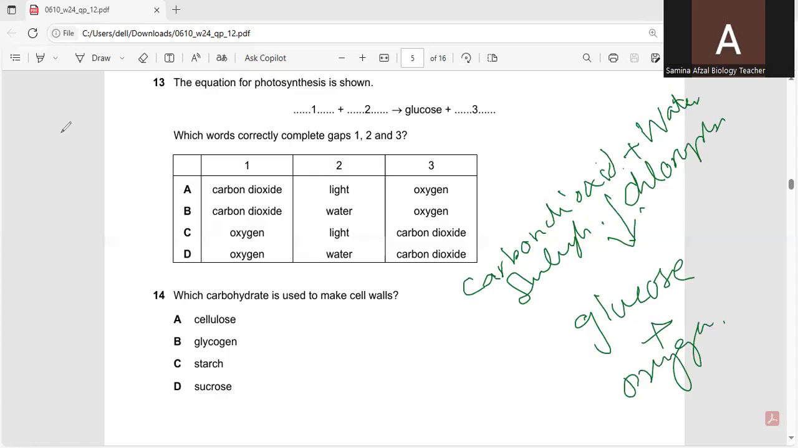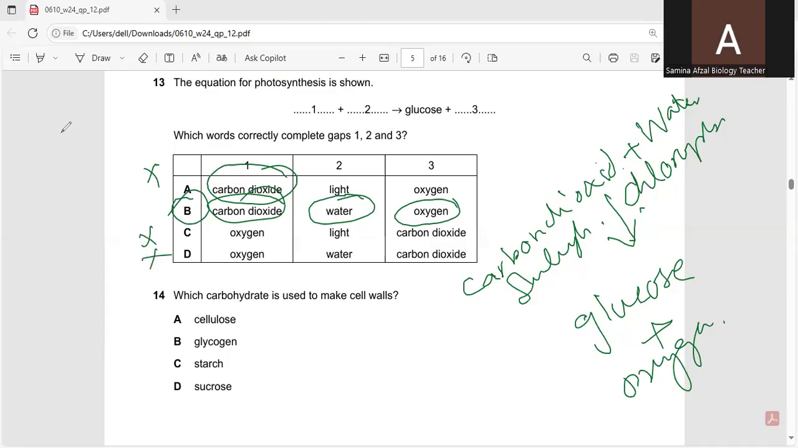So at 1, there should be carbon dioxide, and at 2, there should be the water and glucose, plus there should be oxygen. So B is the correct option. Carbon dioxide plus water in the presence of sunlight in the green parts of the plants where the chlorophyll is present, there will be the formation of glucose and oxygen will be released as a raw material. So B is the correct option. A, C, D are not correct.